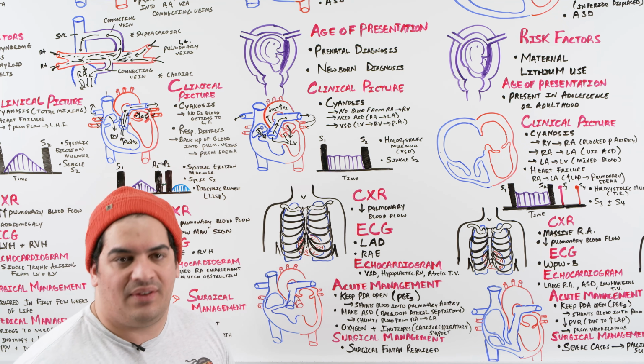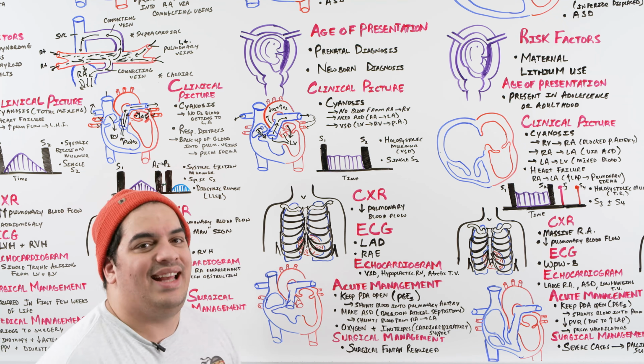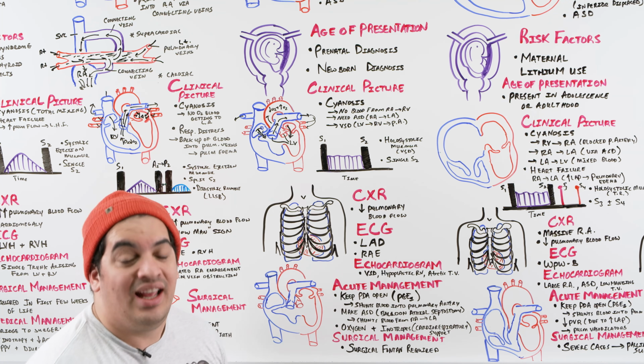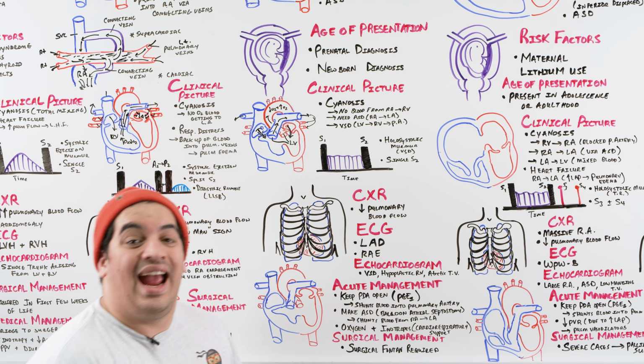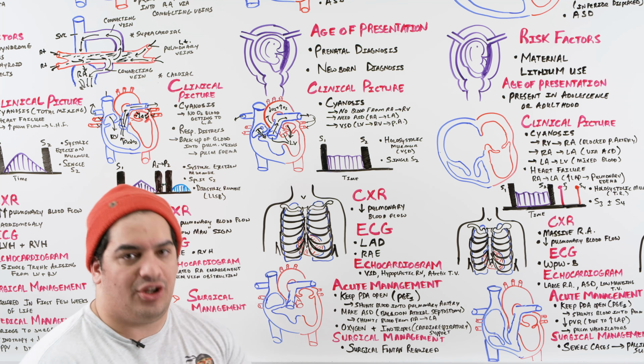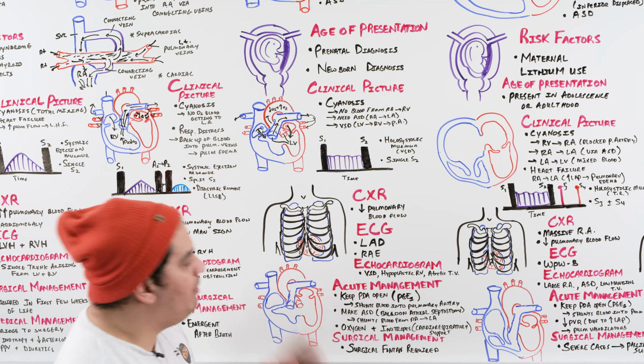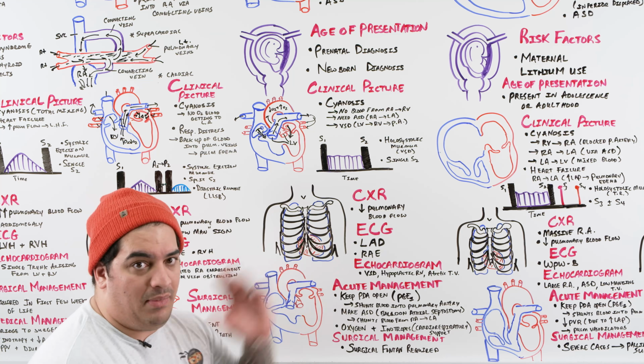Again, those are non-specific findings. What do you need? You need the echo. The echo can show you the VSD. It can show you the ASD. It can show you the hypoplastic right ventricle. And on top of that, it'll show you the atretic tricuspid valve. Those are the big things that you absolutely need to make the diagnosis.